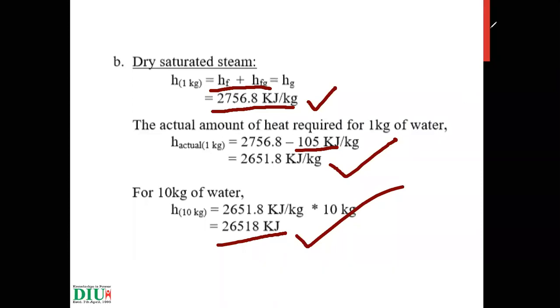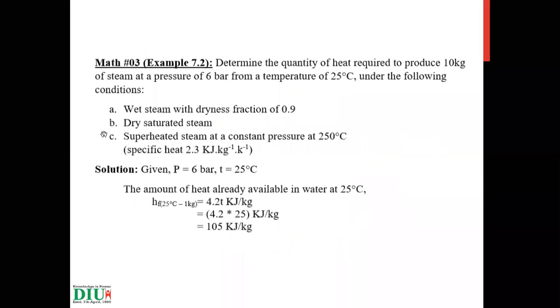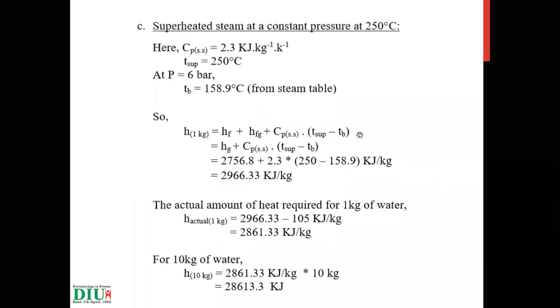And last is the superheated steam, where the superheated temperature of 250 degrees Celsius is given, and also the specific heat is given. So we will apply these two values. If you remember properly, this is the superheated steam equation, where T super is given, and Cp, the specific heat, is also given, and these two values we already got from the steam table.